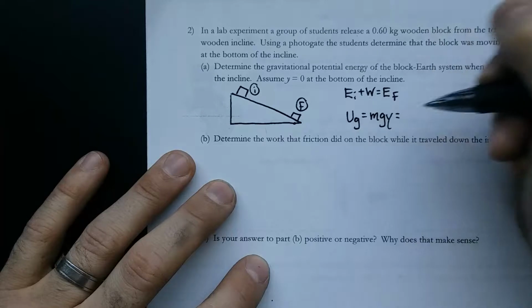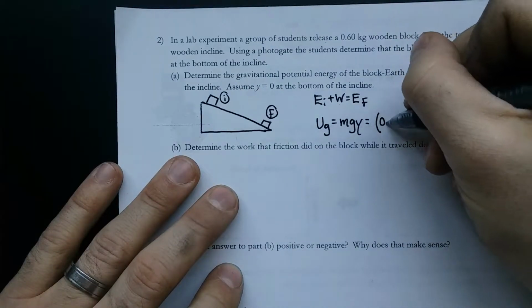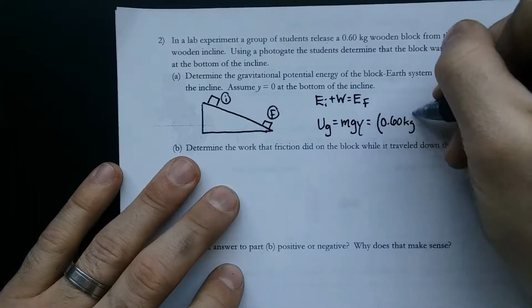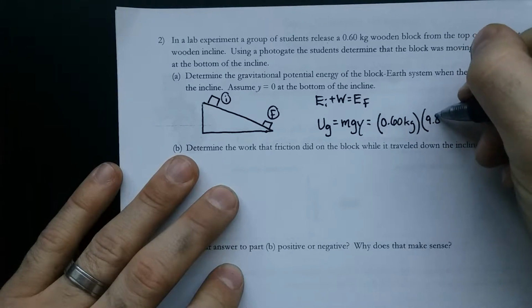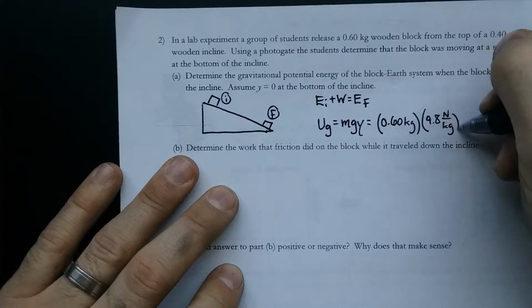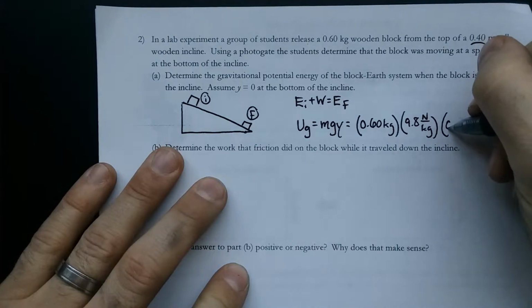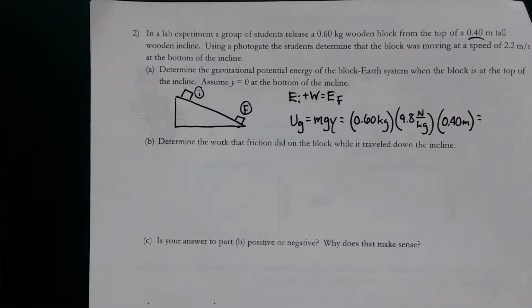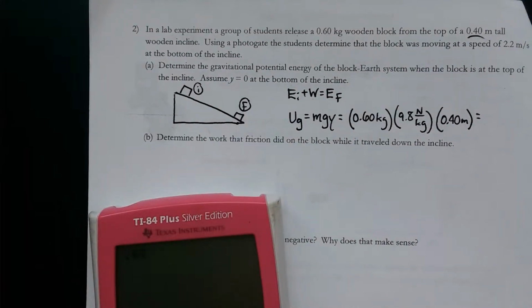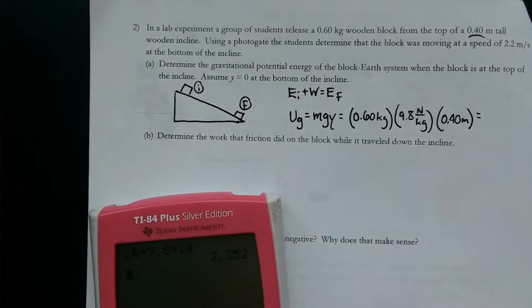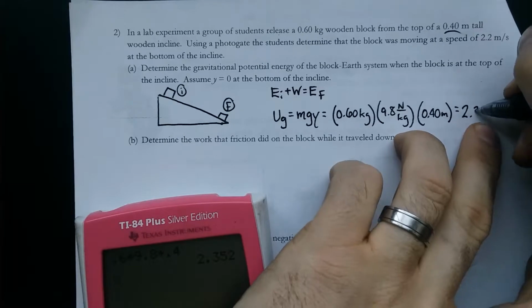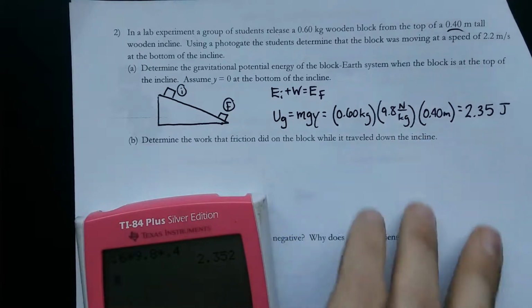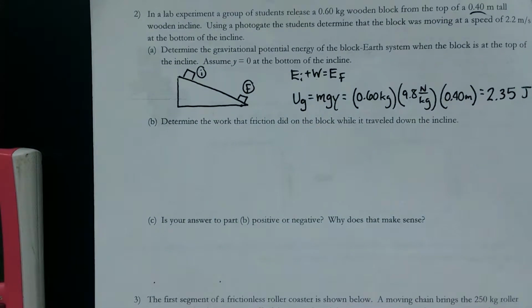Just mgy. And the mass here is 0.60 kilograms. The g is 9.8 newtons for every kilogram. And the y, we're told, is 0.40 meters, that height. Let me grab my calculator. And then I see 0.6 times 9.8 times 0.4. And I get 2.35 joules of gravitational potential energy.